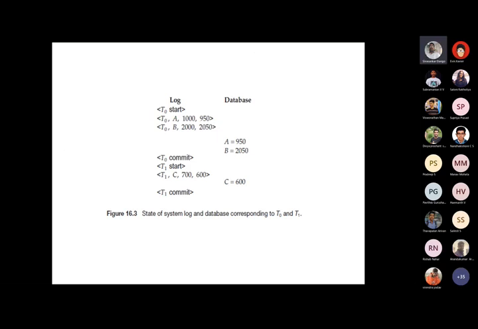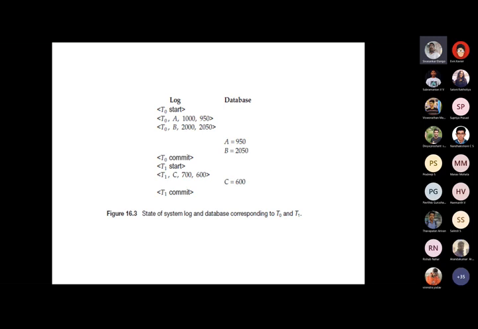So you have the log file: T0 start, T0 A 1950, T0 B 2050, T0 commit, right? So at this point, the value of the variable A is equal to 950 and variable B is equal to 250. And only when the transaction T0 commits, the values will be reflected in the variable, right? So once you carry out this T0 commit alone, the values of the data items capital A and capital B will be updated, right?